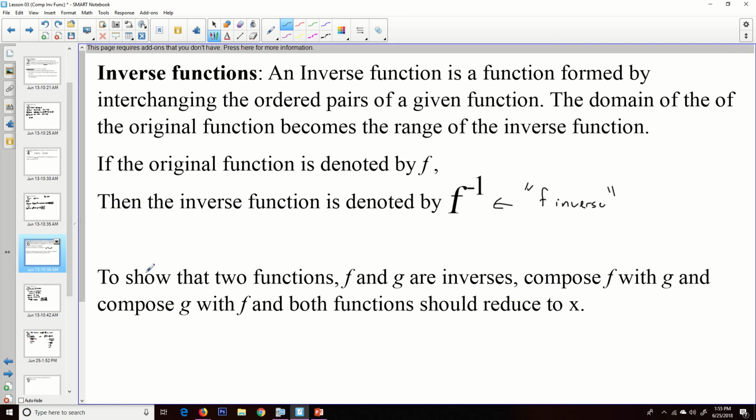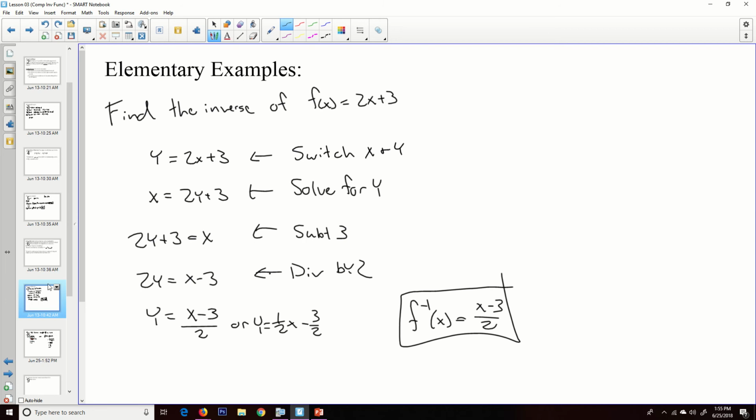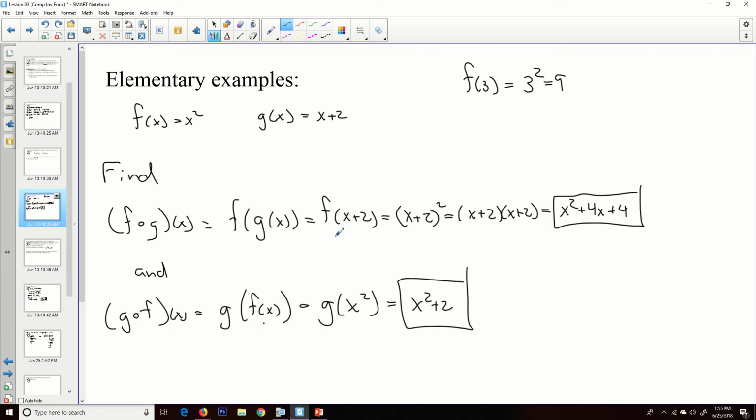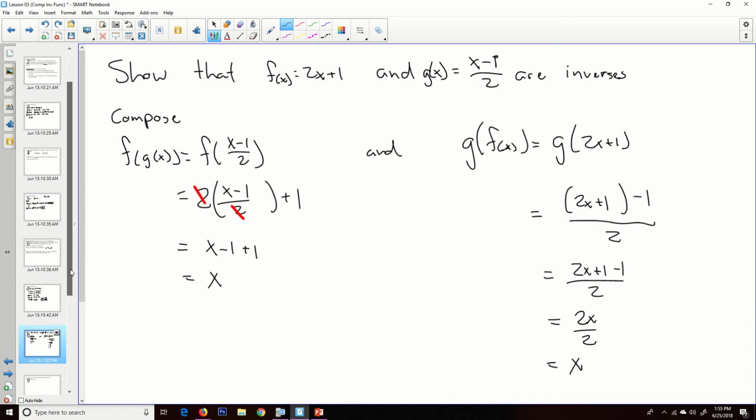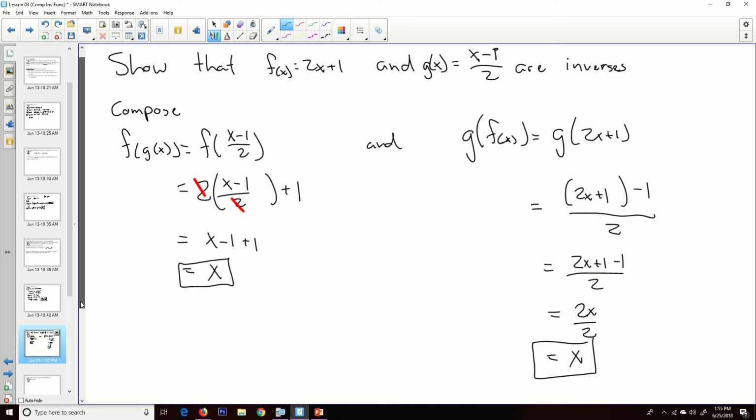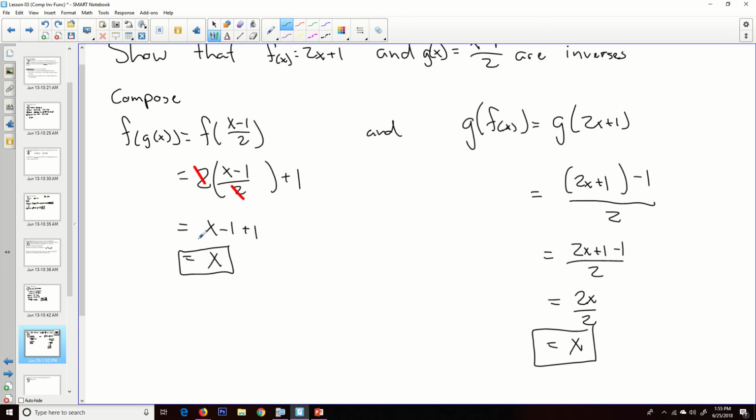All right, so we come over here to show that two functions, f and g, are inverses. Compose f with g and compose g with f, and both functions should reduce to x. And we showed in this example here that composition doesn't always give you the same value. So when you're trying to show that two functions are inverses, again, it's rare that you get the same thing, and it's even rarer that you get x. Now, I picked these two specifically to show that they were inverses. And since they both reduce down to x, we can say that f and g are inverses.